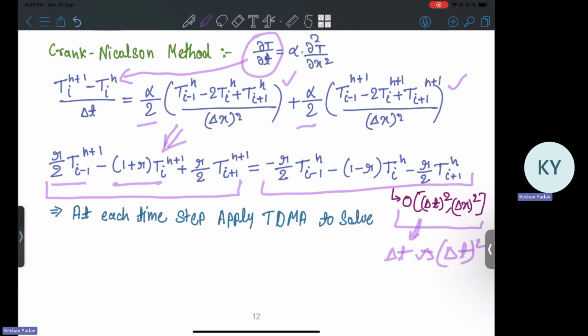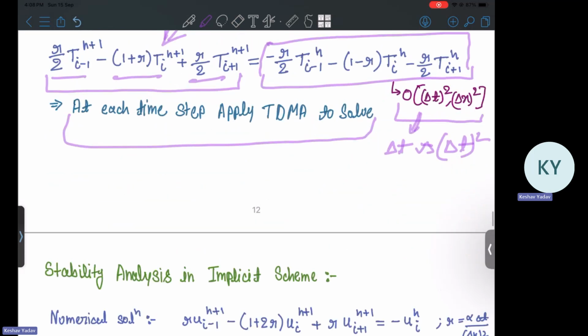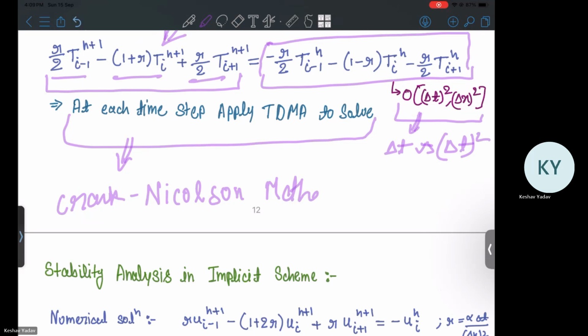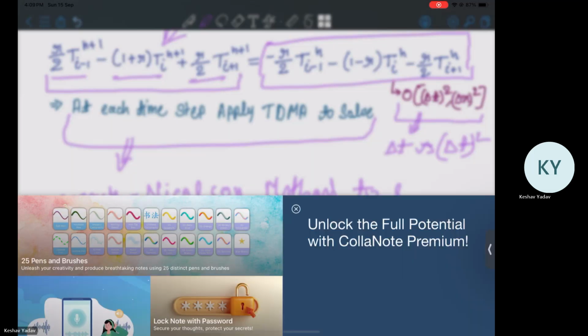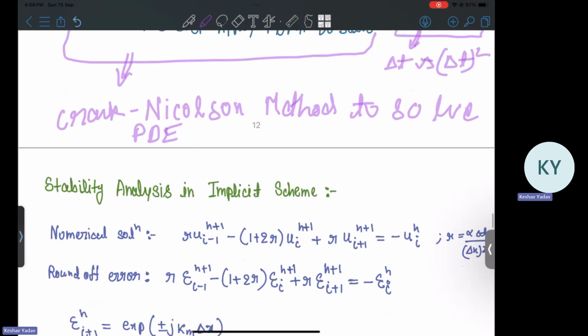Here also three terms are there, and this RHS is known. So this is also a tridiagonal system, so it can also be solved using the Thomas algorithm at each time step. Okay. We'll see one computer program where we will use the Crank-Nicolson method to solve the equation. So we'll see one problem. We'll make a computer program.